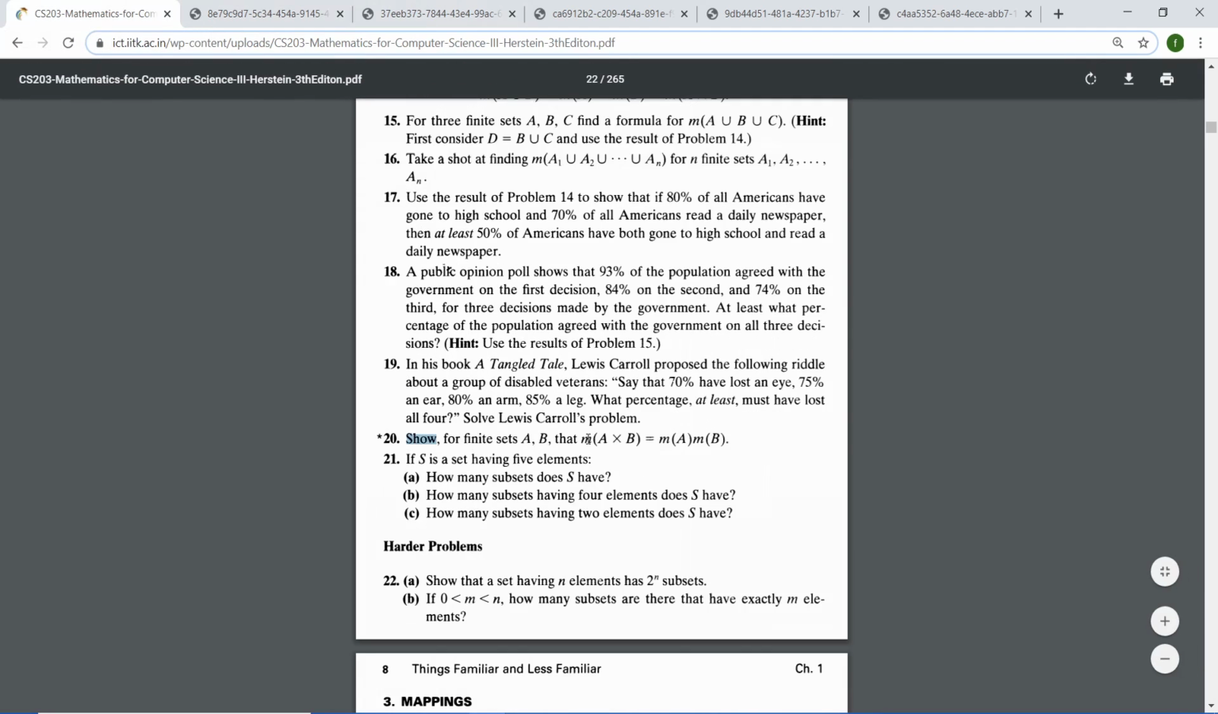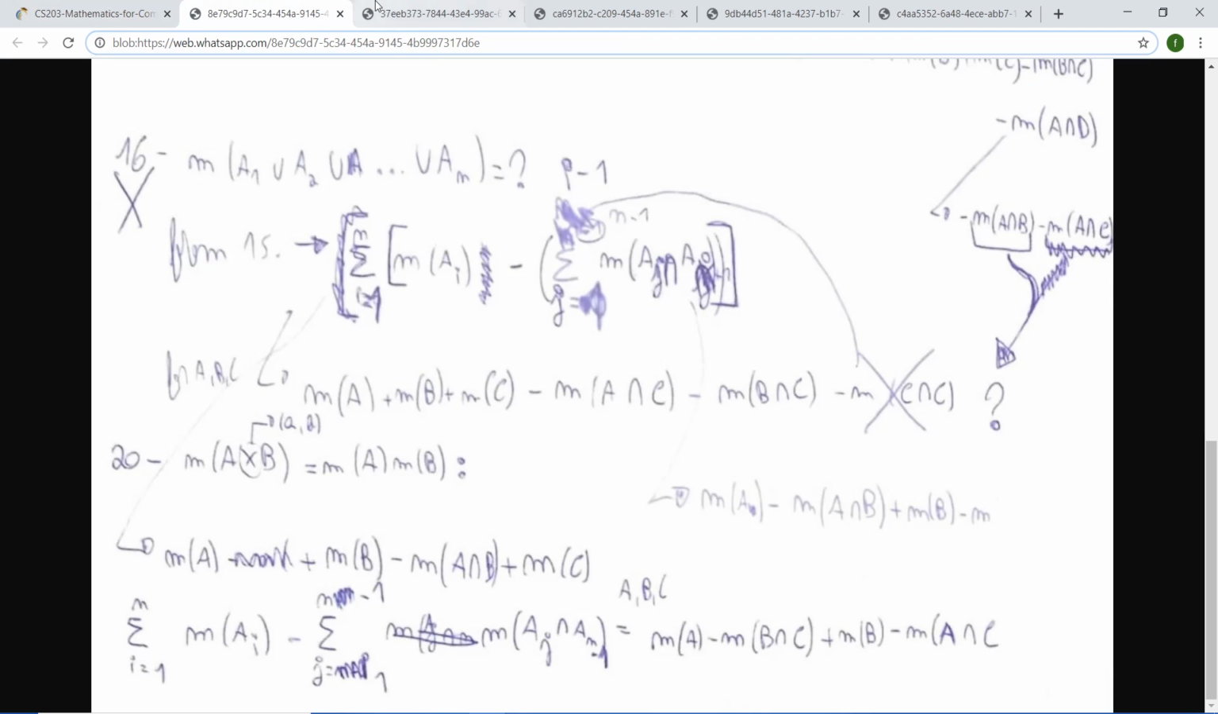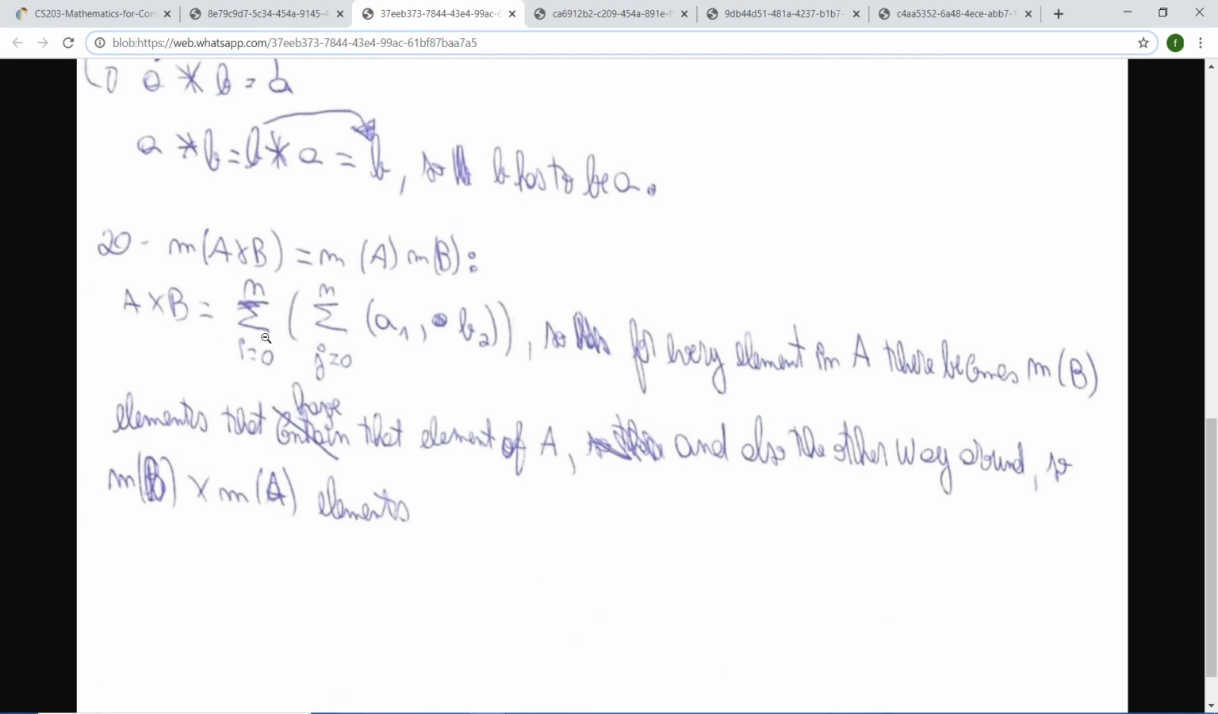After that I tried this one, show this, and what I did was, basically I tried to prove that we could have a summatory of another summatory. So the first summatory would have the number of elements in A, and the second summatory would have the number of elements in B. So when combining these two, there would be a number of elements of A times number of elements of B.